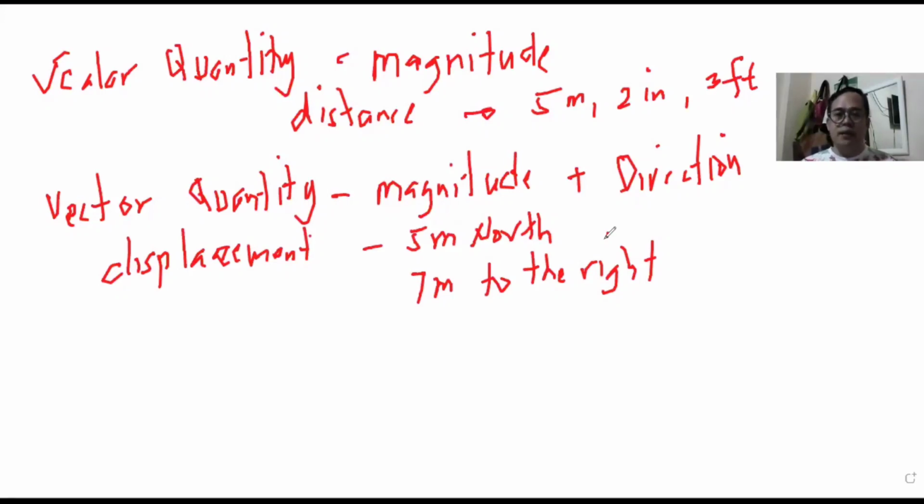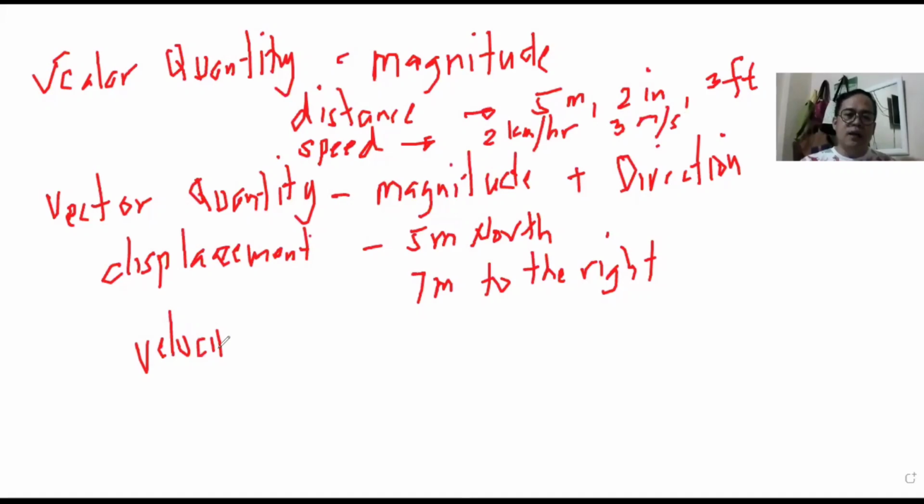Same also with your speed. Speed is a scalar quantity. It is defined as a scalar quantity. So your speed could be 2 kilometers per hour or 3 meters per second. It is called speed because you're only answering the question, how fast? There is no other information. But if you add a direction, it is no longer just speed. It is called velocity. So velocity is a vector quantity.